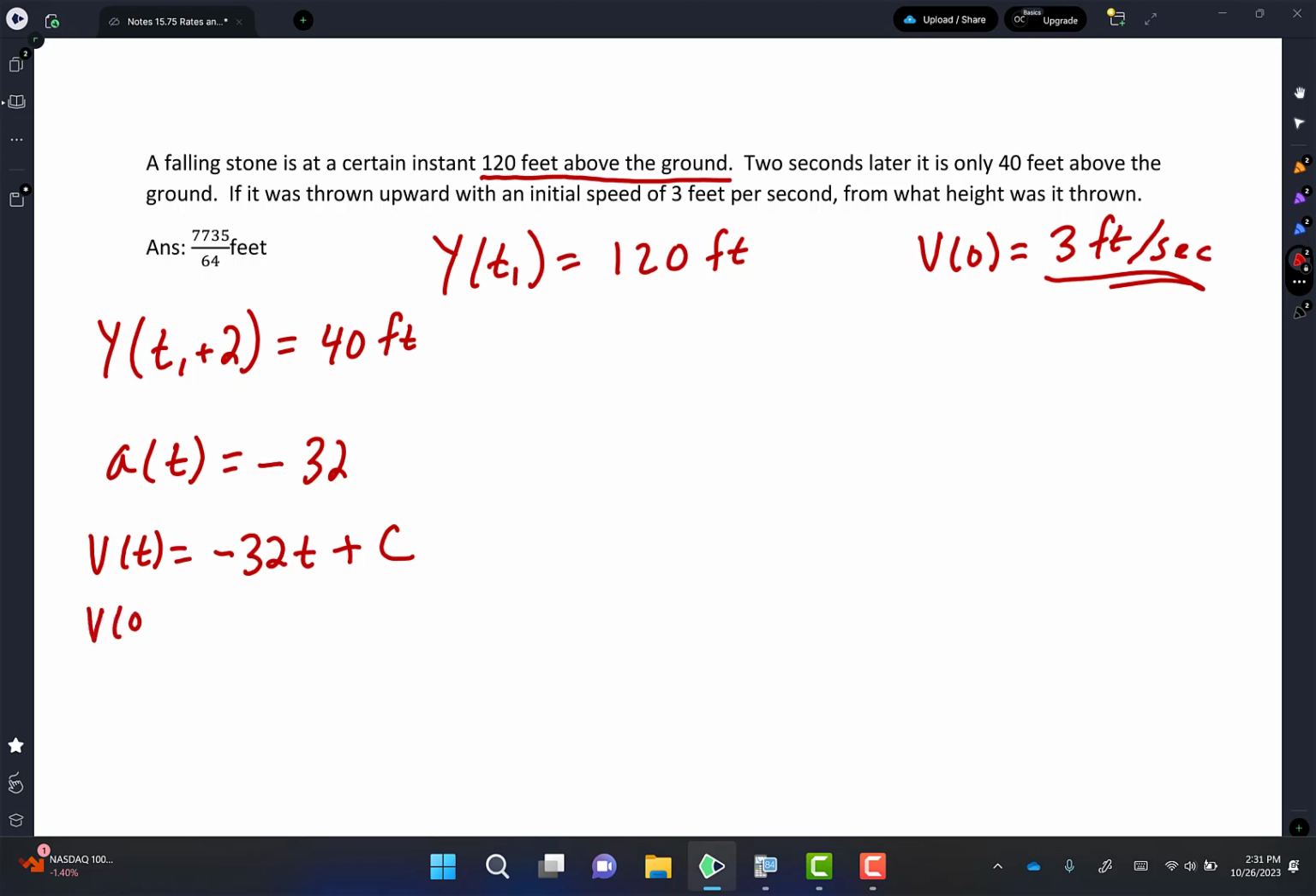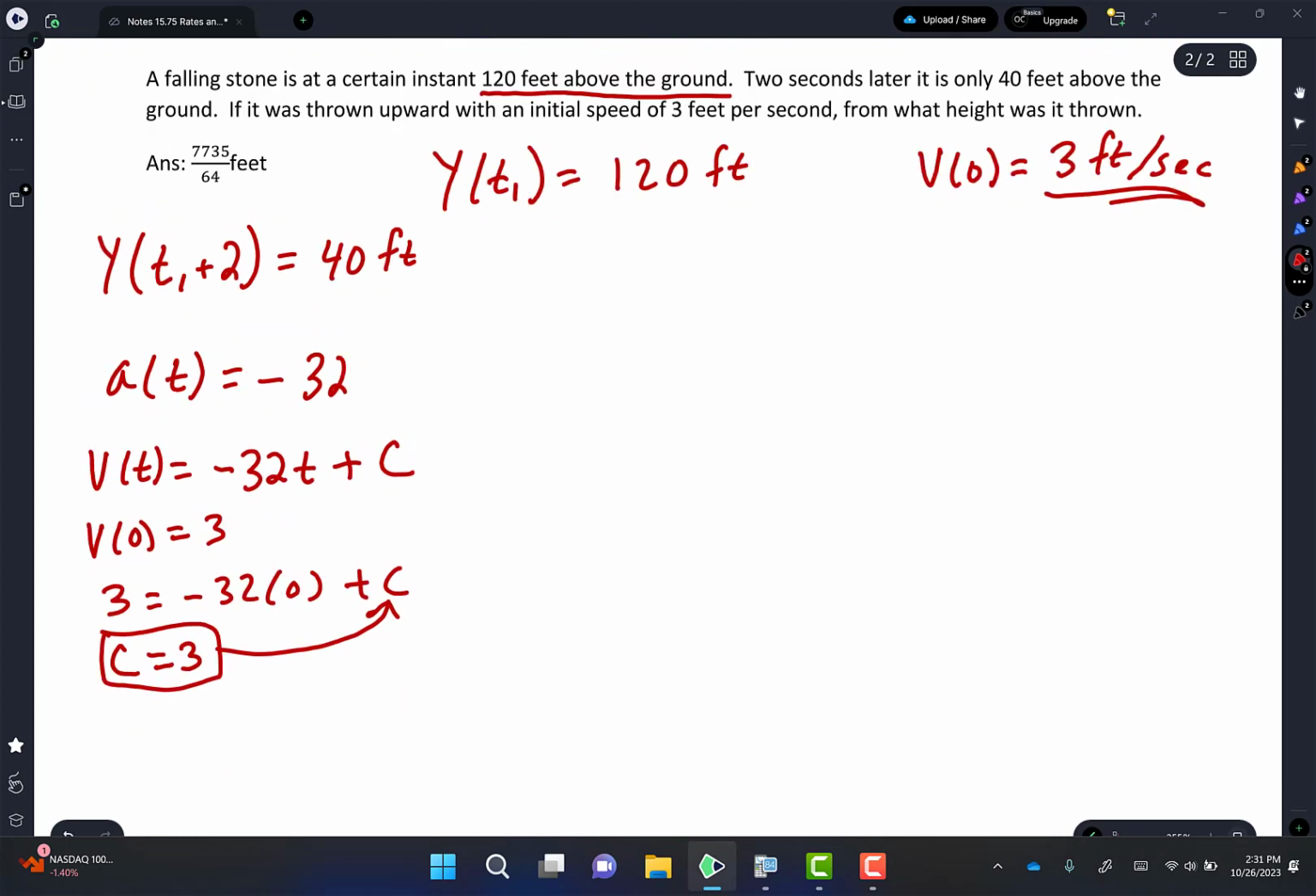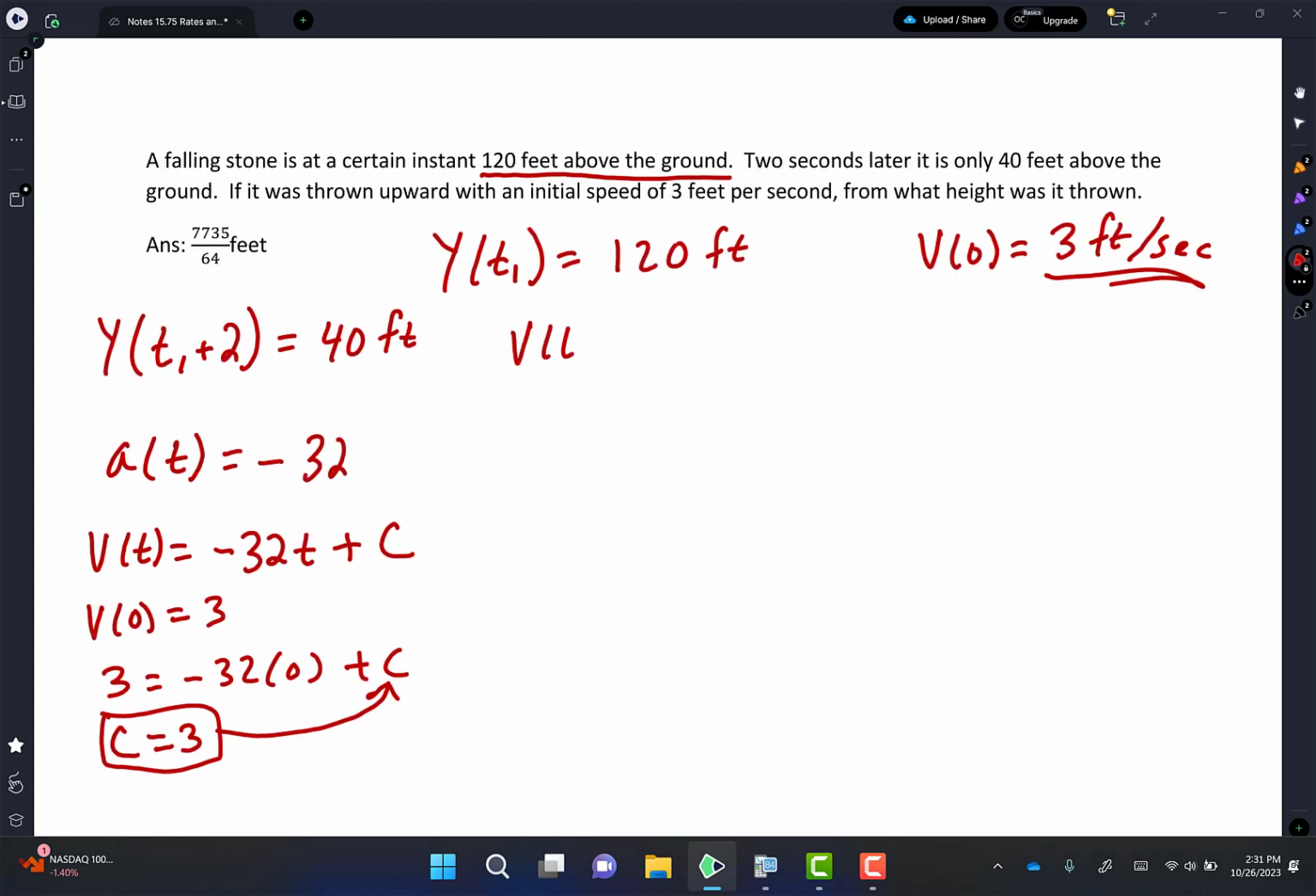I know that v of 0 equals 3, so I go 3 equals negative 32 times 0 plus c. And from there you get that c equals 3. This c specifically. Are we okay? So I'm going to write it right here, guys. V of t equals negative 32t plus 3. So that's going to give me my velocity at any time. Are we still okay? Okay.